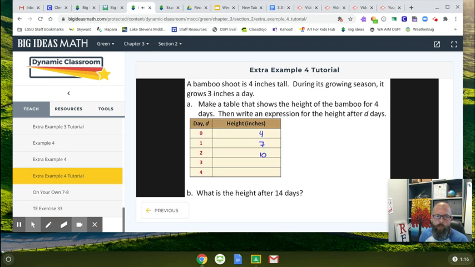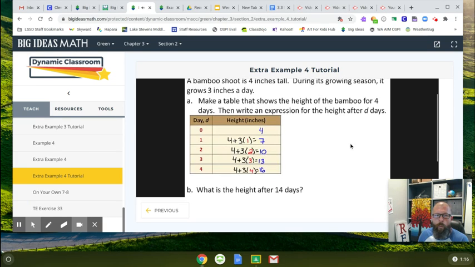7 is 4 plus 3 times 1. 10 is 4 plus 3 times 2. 13 is 4 plus 3 times 3, and 16 is 4 plus 3 times 4. From this pattern, you can see that an expression for the height after d days is 4 plus 3d. So the height after day d is 4 plus 3d.